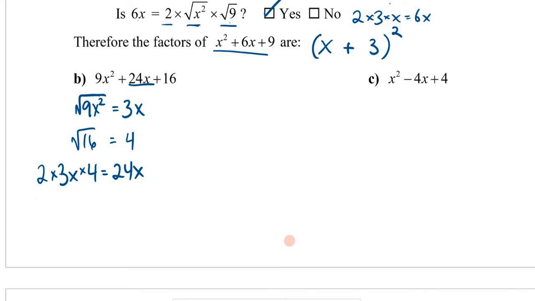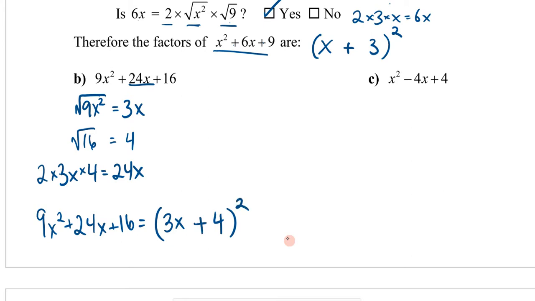And if these three conditions are met, we can say that 9x squared plus 24x plus 16, in factored form, would be the square root of the first term, which is 3x, and the square root of the last term, which is 4. All terms are being added, so you're going to put plus in the middle, and then your brackets, then your squared sign. So 3x plus 4 squared.